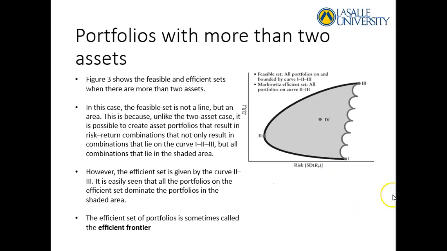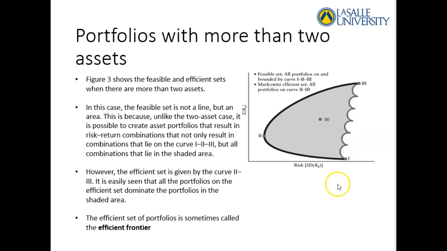Now, if we add more assets to our portfolio in addition to the 2 assets that we already had, the feasible set can be visually demonstrated using the graph over here. This figure shows the feasible and efficient sets when there are more than 2 assets. In this case, the feasible set is not a line, but instead it's an area. So all of the area shaded here is a part of the feasible set of portfolios that we can invest in.